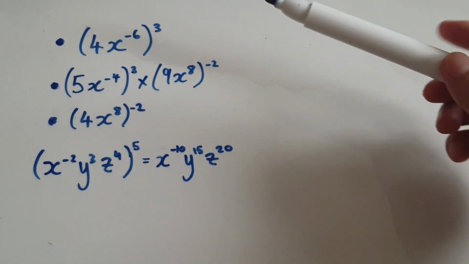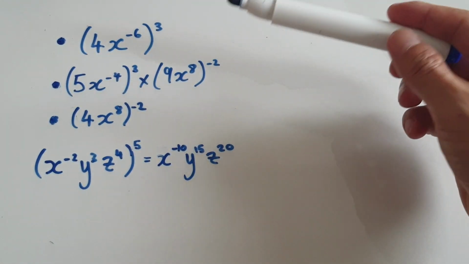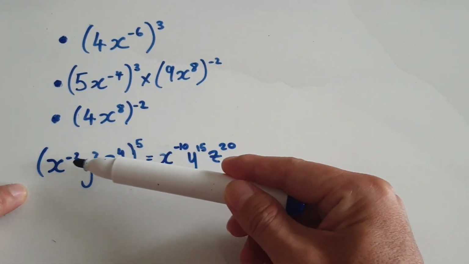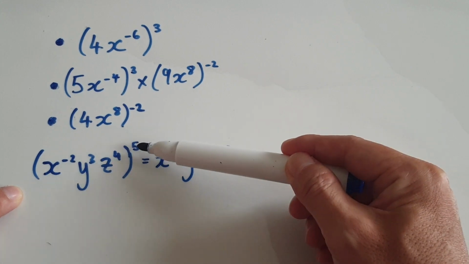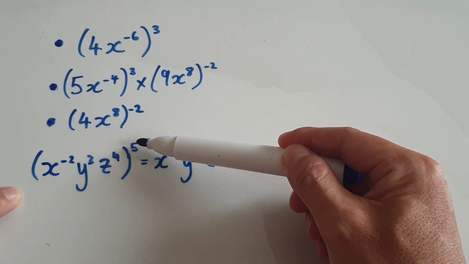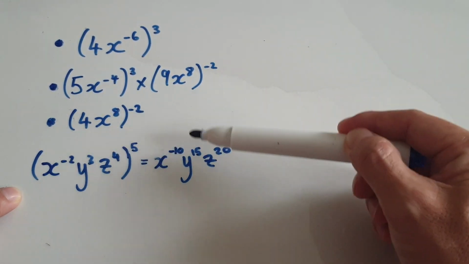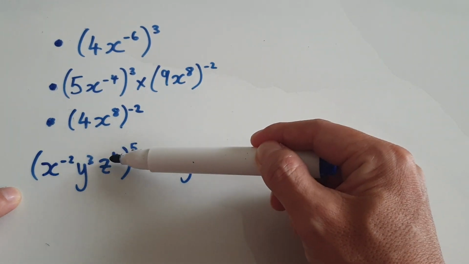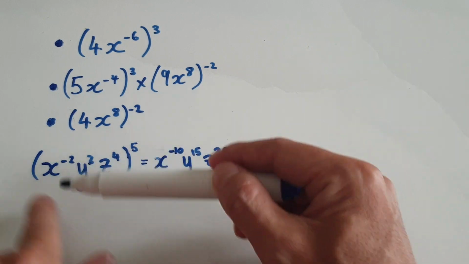In this video, we're going to simplify these three indices problems. But before we start, I need you to know this. If you have something complicated to the power of 5, you would get 5 times negative 2, that would give you negative 10, 5 times 3, 5 times 4, and so on to give you this. I need you to know this.